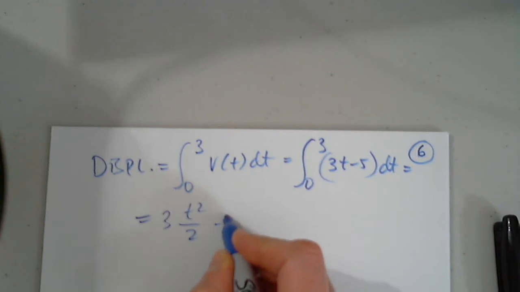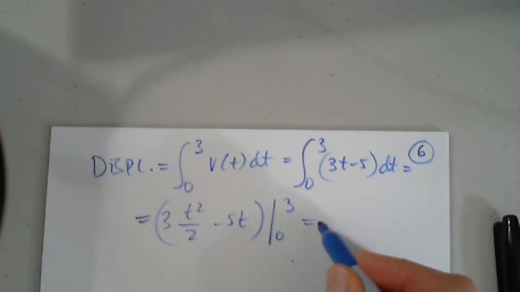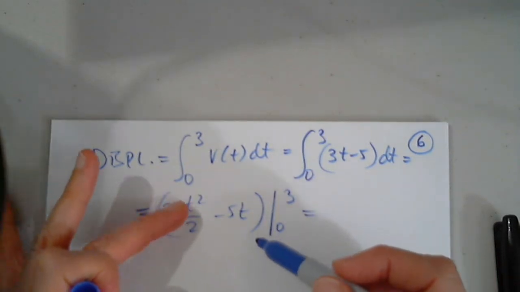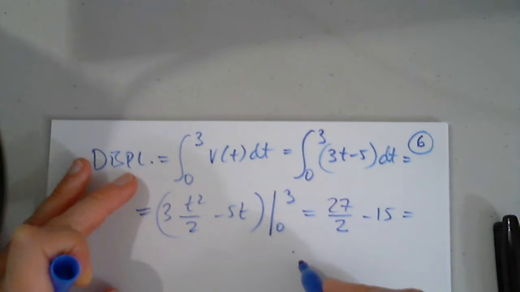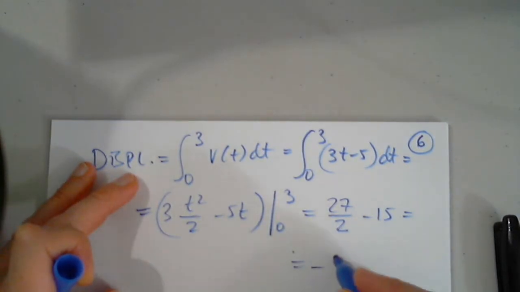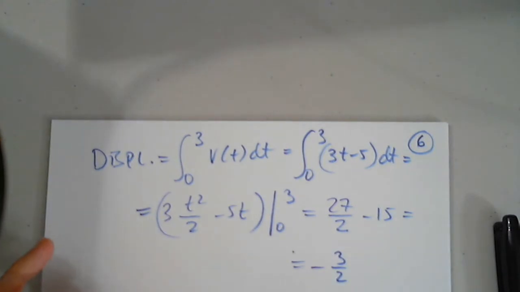3t squared over 2 minus 5t from 0 to 3. Luckily, I only have to plug in 3, so 27 over 2 minus 15. So this is negative 3/2, and the measurement unit, I didn't copy the measurement unit.